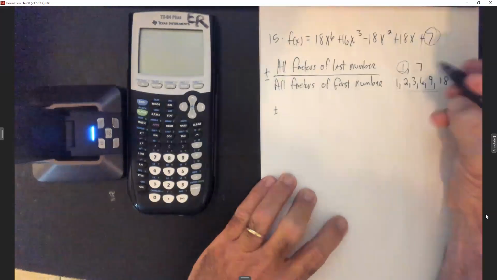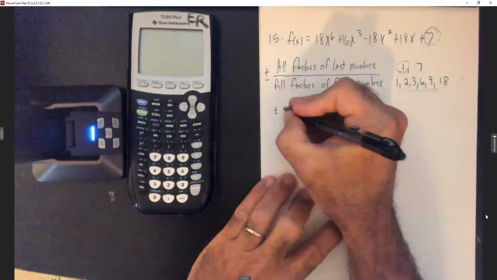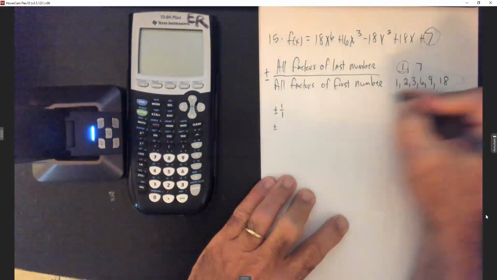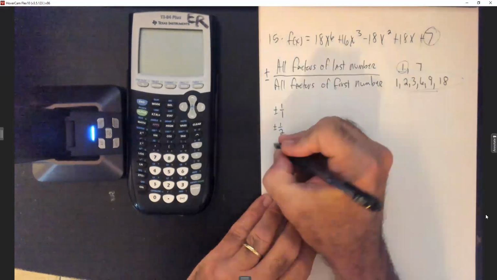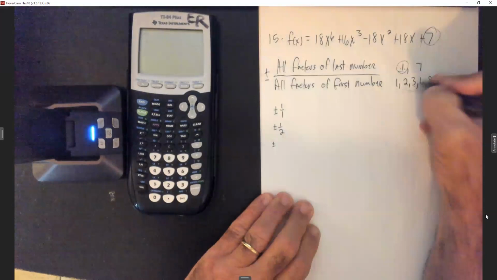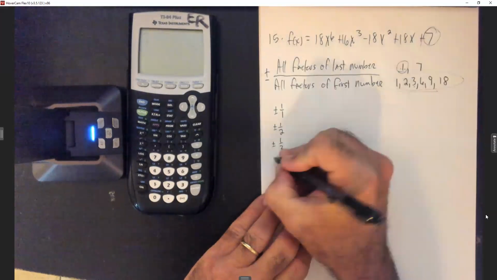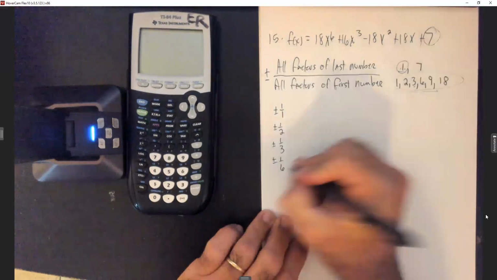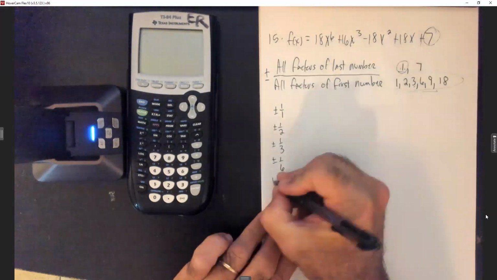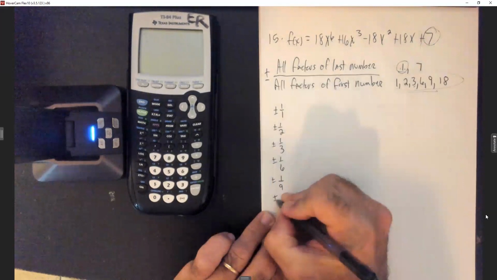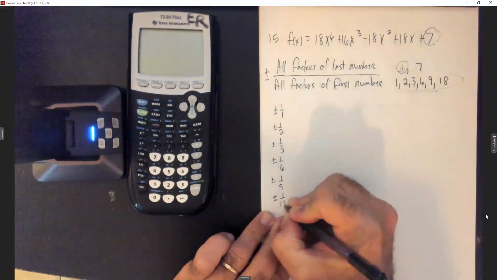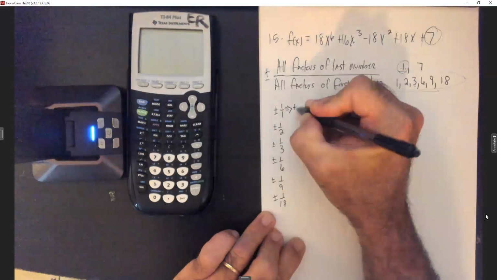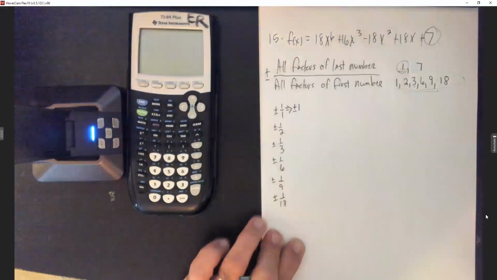So let me start with this 1. I would divide 1 by 1. I would divide 1 by 2. I would divide 1 by 3. I would divide 1 by 6. I would divide 1 by 9. And then I would divide 1 by 18. Now notice, this one here will simplify, so I'd have turned that into a plus or minus 1. And then everything else doesn't simplify.